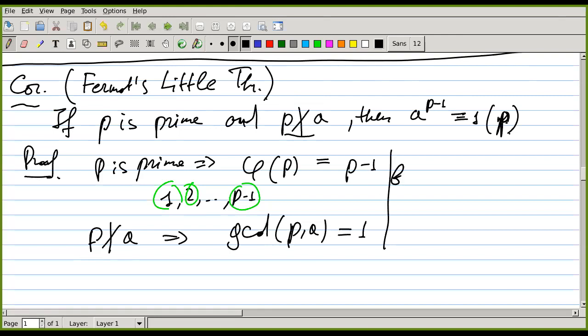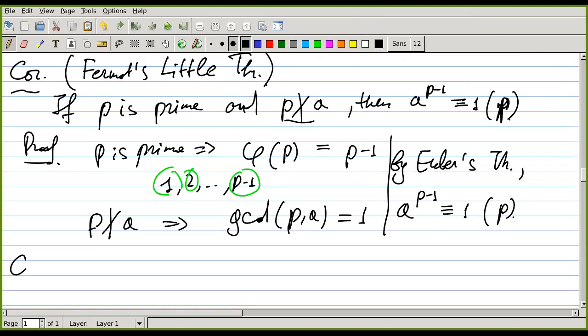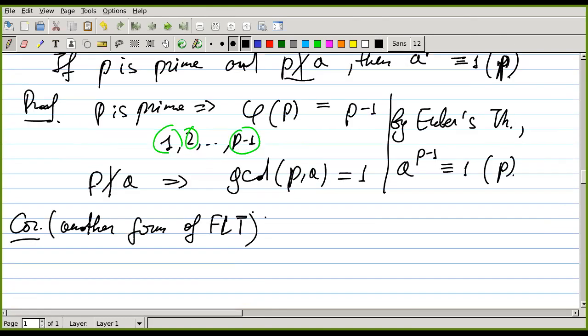So by Euler's theorem, we have that A to the power P minus 1 is congruent to 1 modulo P. Is it clear? Yes. Another form of Fermat's little theorem is as follows.